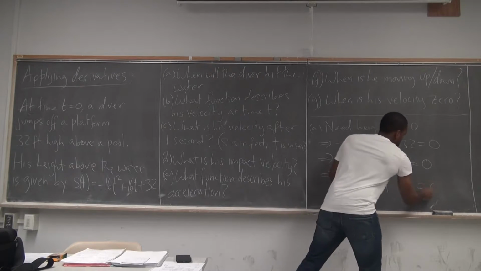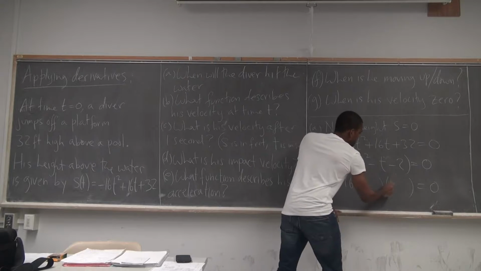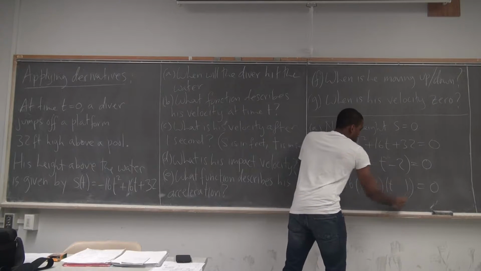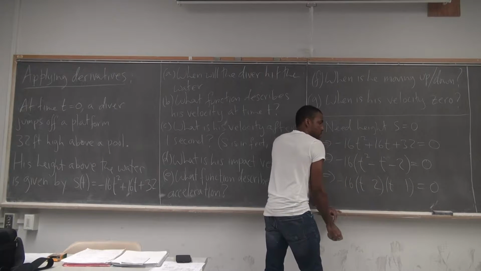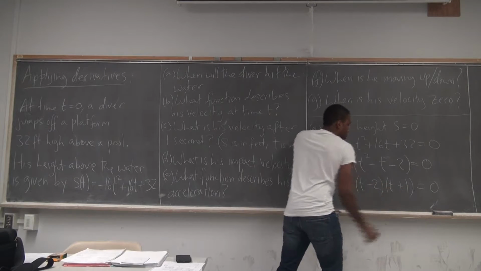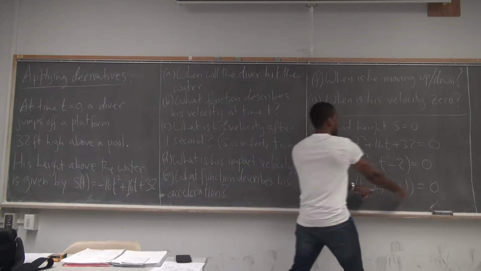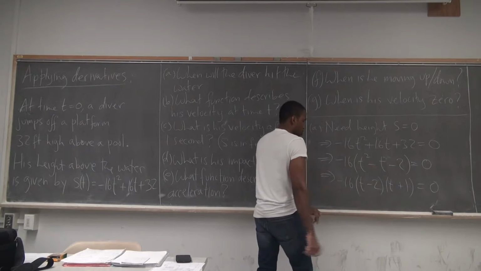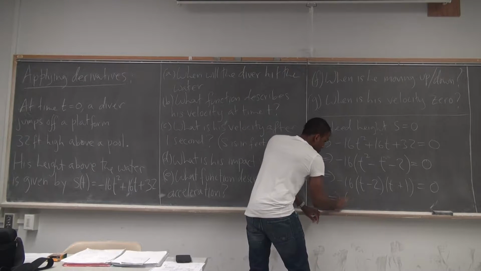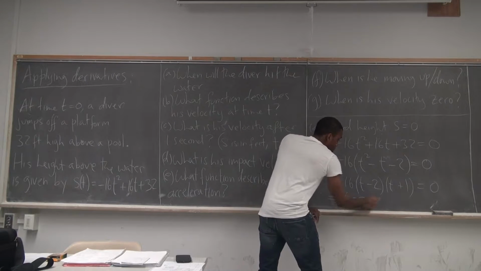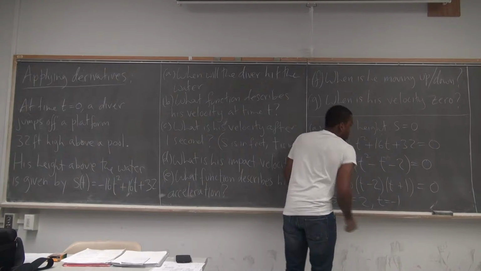You try to FOIL, see if that can work with t and t. The only way you get a 2 is a 2 and a 1. What are the signs? So minus 2 and a plus 1. You multiply these two, you get minus 2. You add those two, you get minus 1. And so we have 2 options. Our t is either 2 or our t is minus 1.